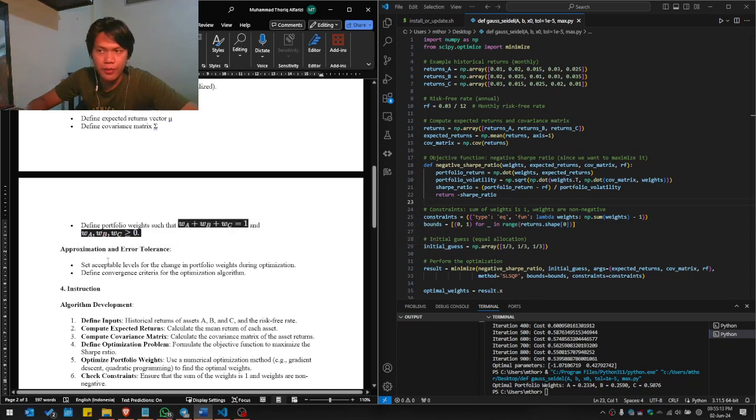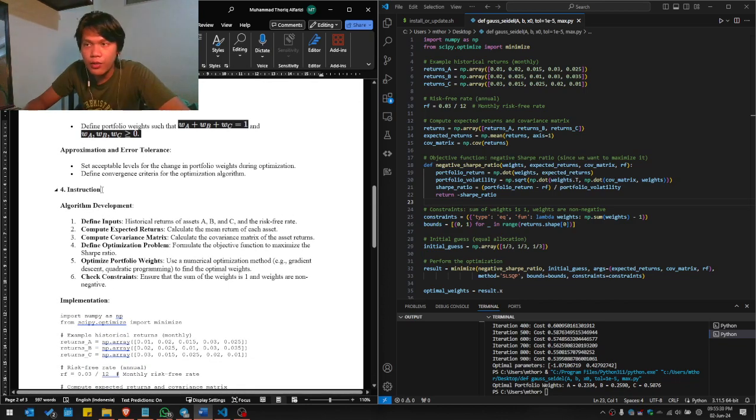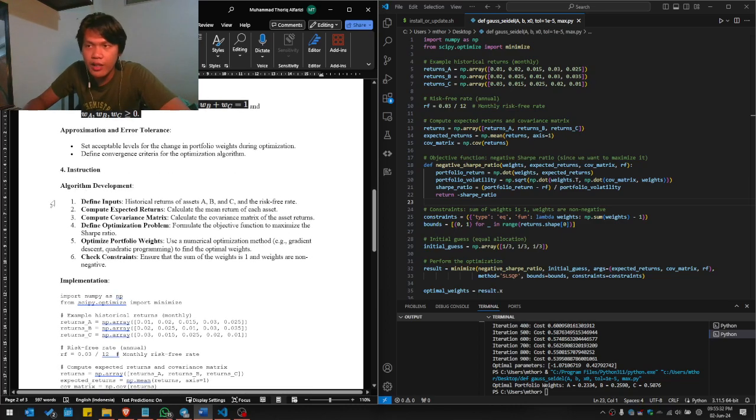And we also have approximation and error tolerance, where we set acceptable levels for the change in portfolio weights during optimization and define convergence criteria for the optimization algorithm. Okay, finally we have instructions, which has algorithm development, and it also has define inputs, compute expected returns, compute covariance matrix, and we define the optimization problem, optimize portfolio weights, and check the constraints.